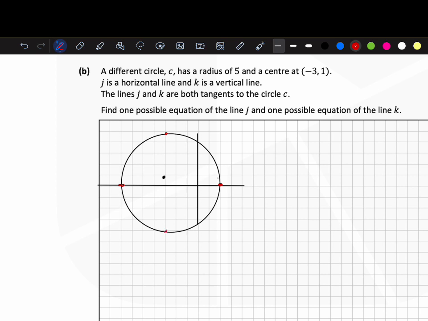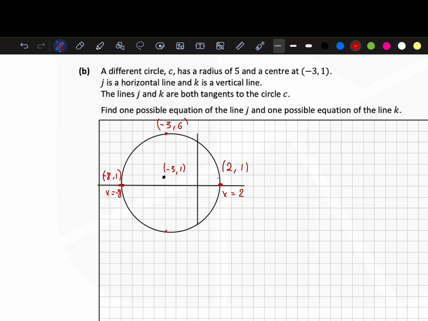So if we move the point (−3, 1) to the right, all we're going to get is the point (2, 1). So this x value is equal to 2. If we do it the other way, this x value is going to equal −8, because we get the point (−8, 1). If we move it up 5, we're going to get the point (−3, 6).